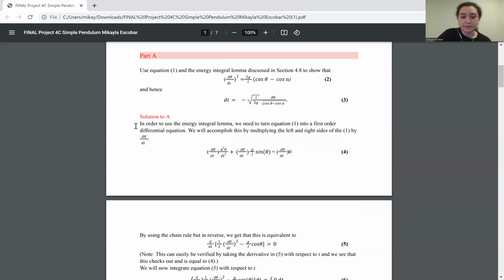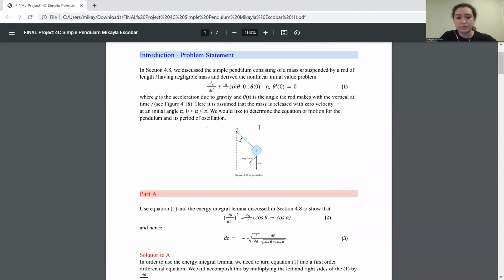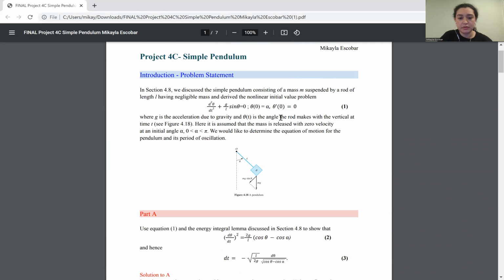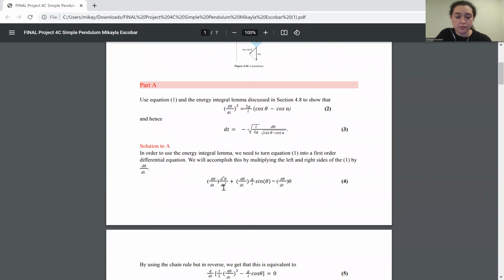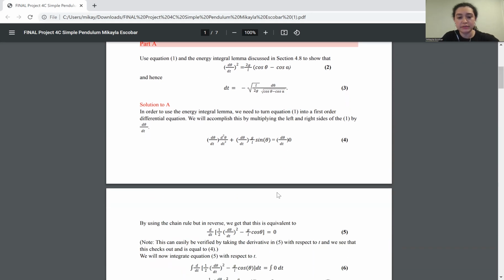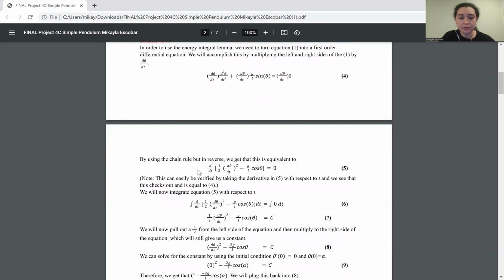So the solution here, in order to make what we have in equation 1 up here look like what we're trying to make in equation 2, what we first start off by doing is multiplying the entire equation by d theta over dt. What this allows is for us to turn it into this form, where we have d over dt, and then in brackets 1/2 d theta over dt squared minus g over L times cosine of theta is equal to 0.